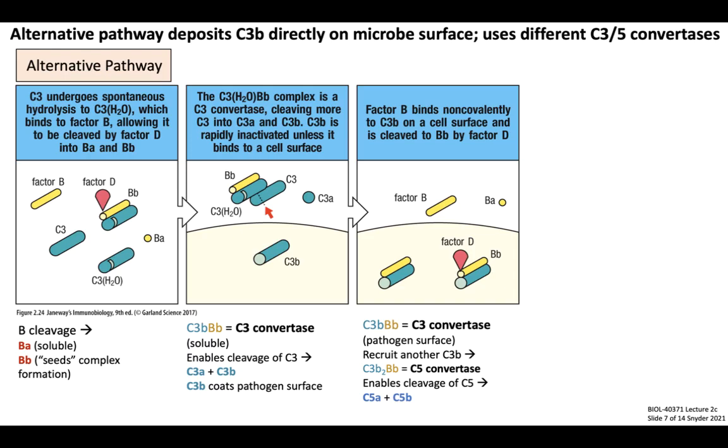Again, as in the classical and lectin pathways, C3a is soluble while the C3b subunits attach all over the pathogen surface and opsonize it. Once C3b is seated on the pathogen, factor B and factor D will bind, leading to the cleavage of factor B into Ba, which is soluble and floats away, and Bb, which stays with C3b on the pathogen. This complex then recruits a second molecule of C3b, creating a complex called C3b2Bb, which is a C5 convertase that allows for the processing of C5.